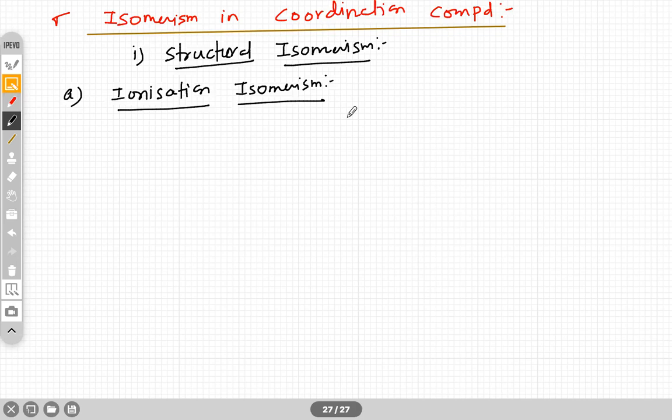These isomers have the same molecular formula and are produced when the ligands and the outer atoms, meaning those outside the coordination sphere, are interchanged.